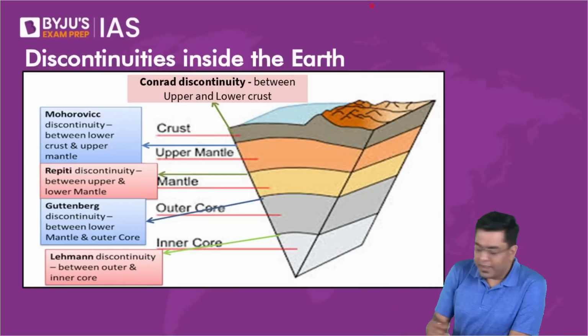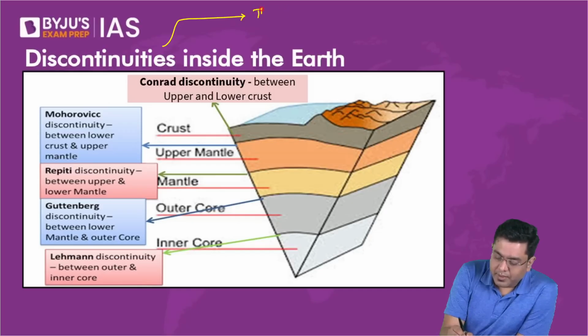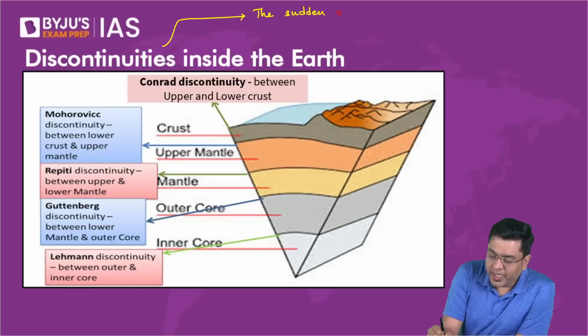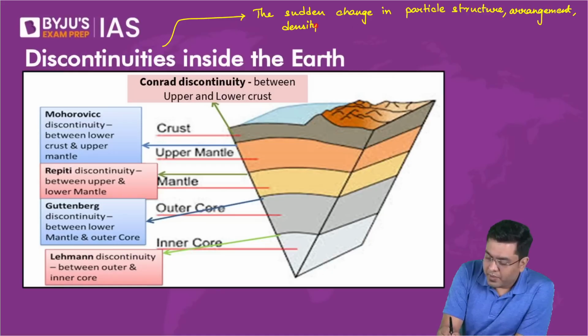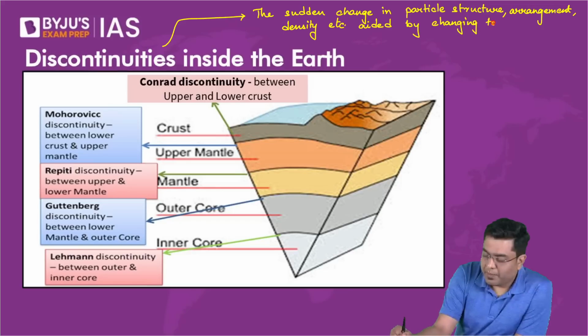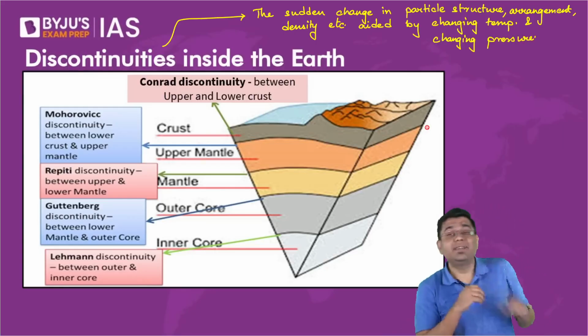So, these are your different types of discontinuities which are in existence. So, when we say discontinuity, here it is the sudden change in particle structure, arrangement, density, etc., aided by changing temperature and changing pressure. That is what is known as a discontinuity.